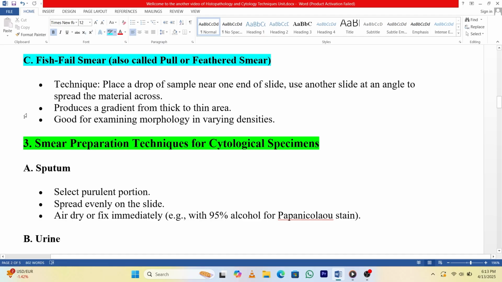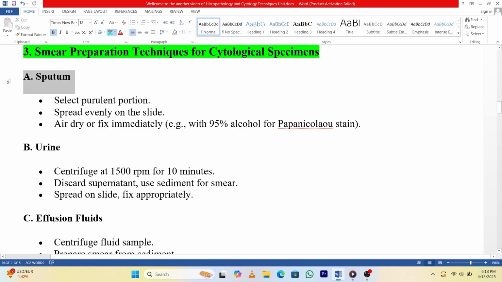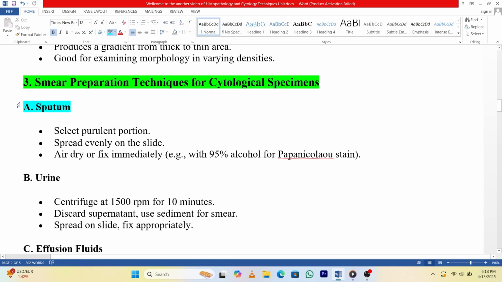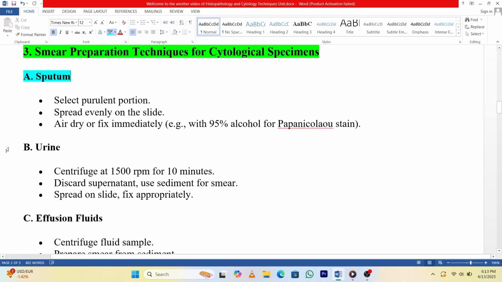3. Smear preparation techniques for cytological specimens. A. Sputum. Select purulent portion. Spread evenly on the slide. Air dry or fix immediately, e.g., with 95% alcohol for Papanicolaou stain. B. Urine. Centrifuge at 1500 rpm for 10 minutes. Discard supernatant, use sediment for smear. Spread on slide, fix appropriately.